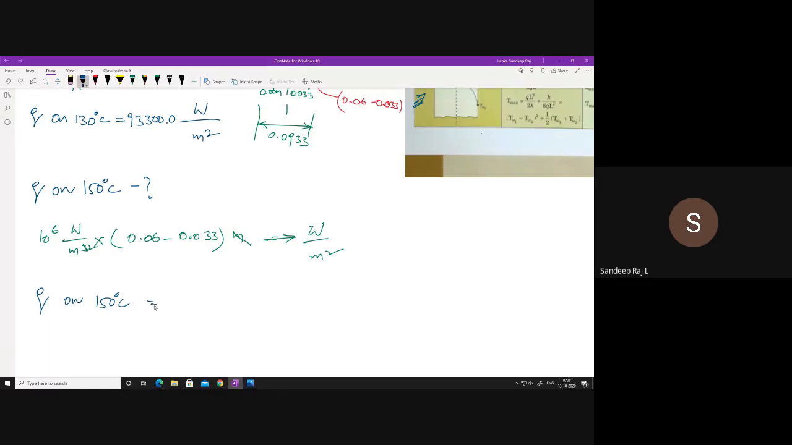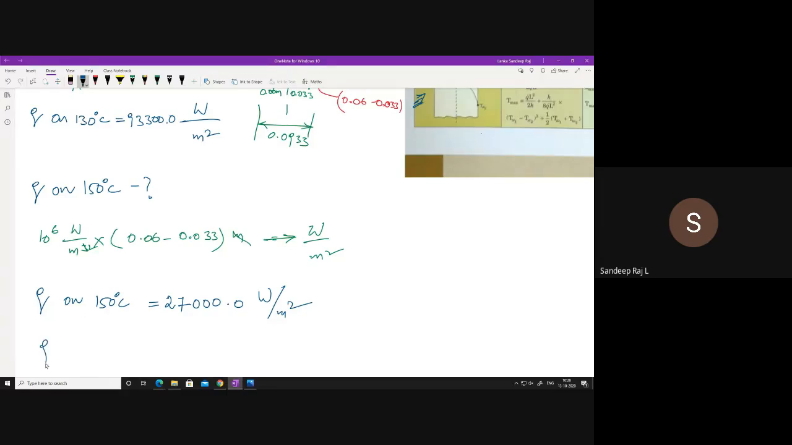Q on the 150 degree centigrade side will be equal to, tell me the value, 10 to the power of 6 into this. 27000, 2, 7, 27000, or 27300 watt per meter square. Is it? So this is the Q on both sides.